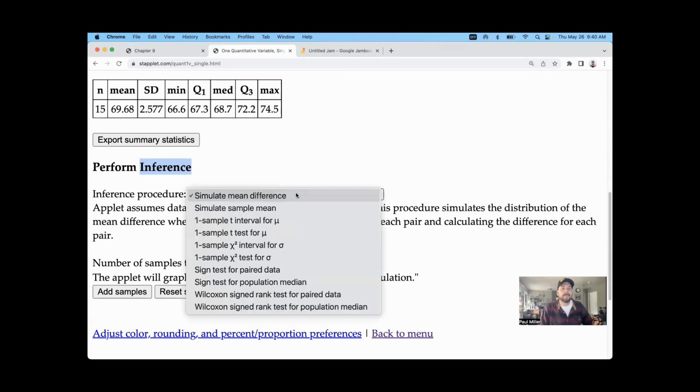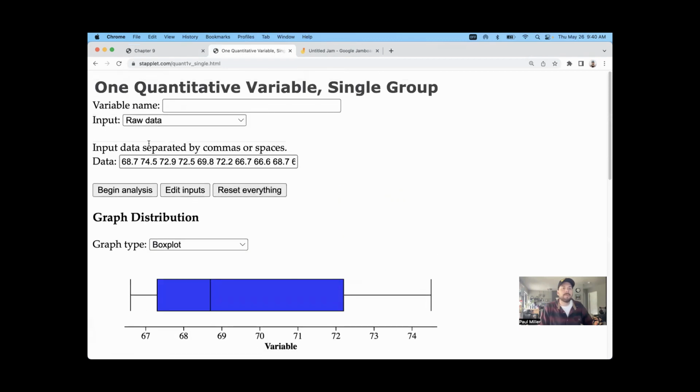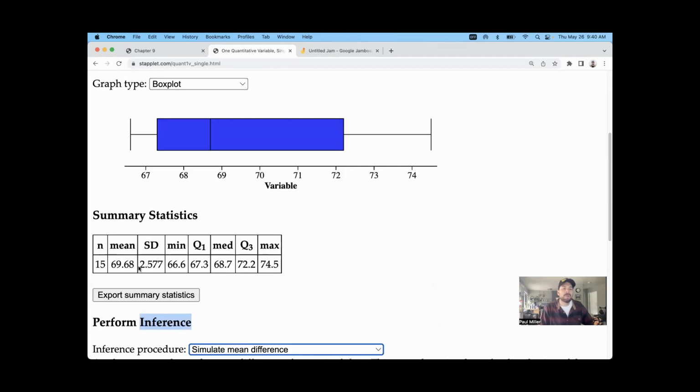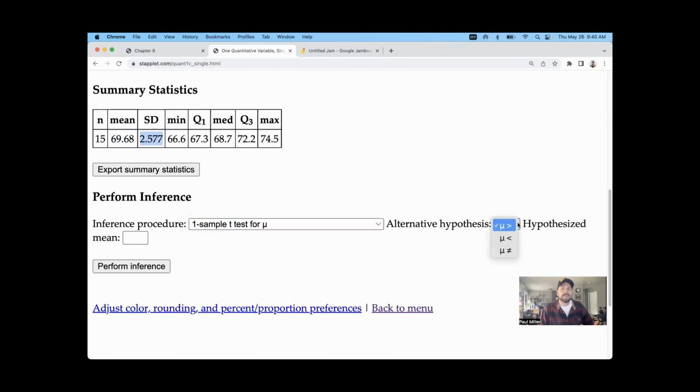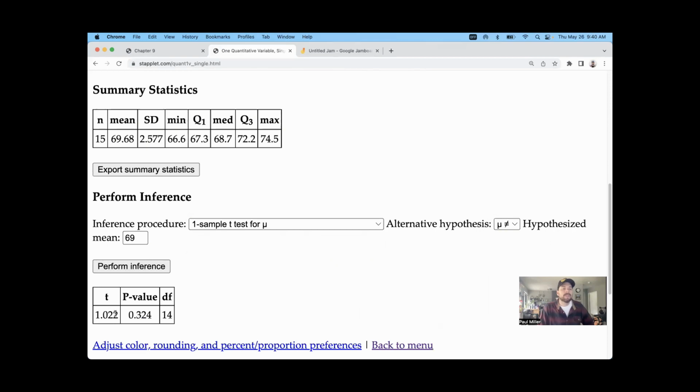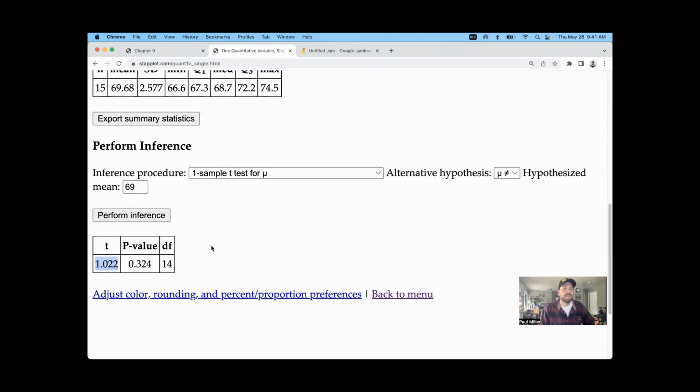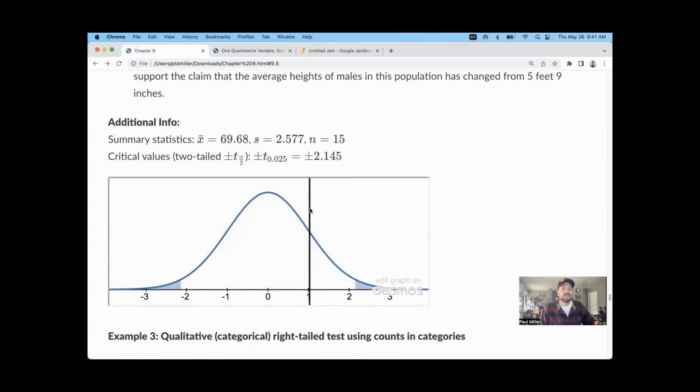So we go down to the bottom. This one has a lot more options than when we did just the mean and standard deviation, because it's giving you all those sample statistics. So you could take note of the mean and the standard deviation. But what we want to do is a one-sample t-test. This was a two-tailed test with a hypothesized mean of 5'9", which is 69 inches. This is a very unremarkable t-value. It's only about 1 standard deviation from the mean. It's a large p-value. Here's the visual at the bottom.